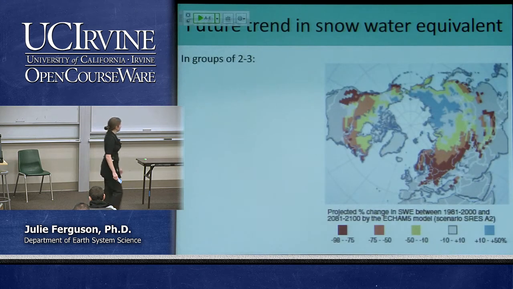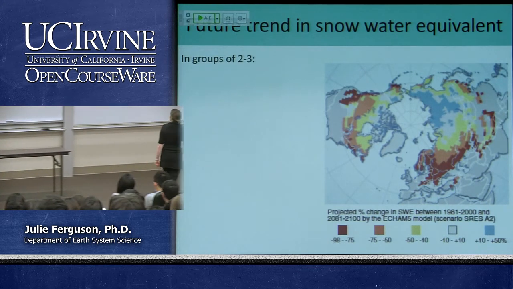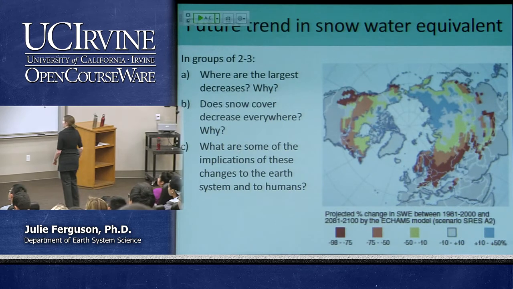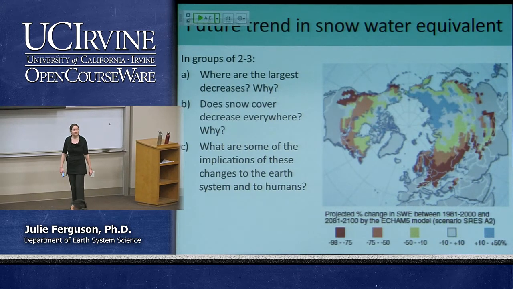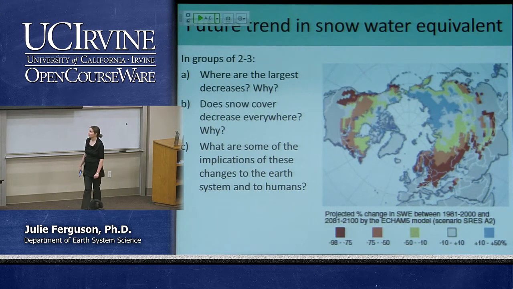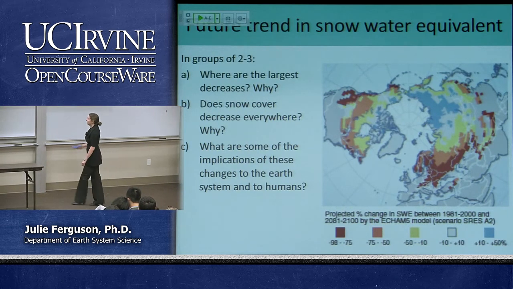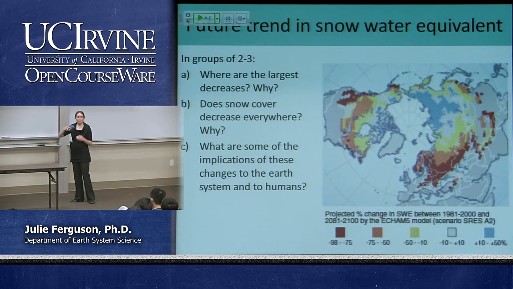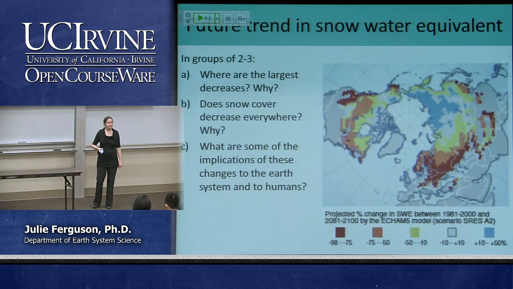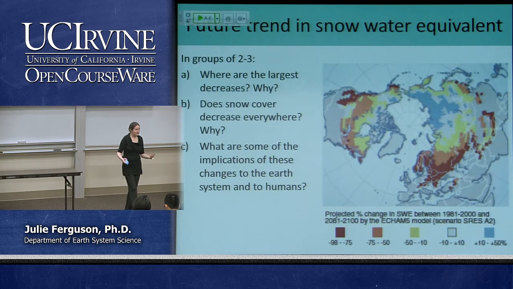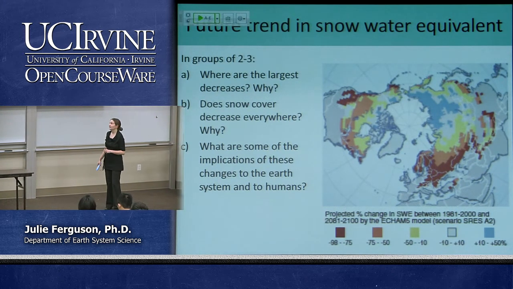And so I want to get you into groups of 2 or 3, because no one's answering any of my questions today. And I want you to look at this map. First of all, orient yourself: work out where the US is, where Asia is, where Europe is. So where are the largest decreases in snow cover? These different colors predict what percentage of our snow we'll have by 2080 to 2100 following one of our particular RCPs. Okay? So where are the largest decreases and why are they occurring there?